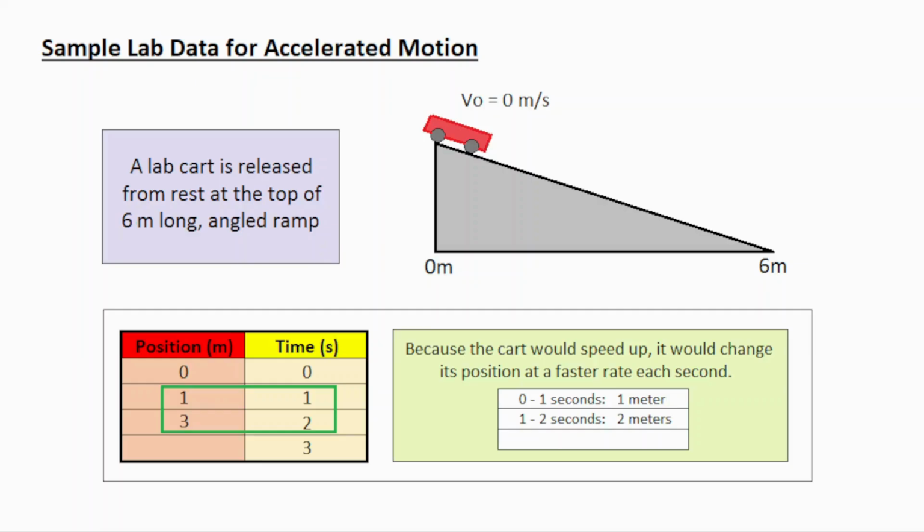Well, the cart is still speeding up. So in the next second, from 2 to 3 seconds, I think the cart should move an even greater length. I'll choose 3 meters. So now the cart has reached a position of 6 meters, moving from 3 to 6. So when objects speed up or slow down, they should be changing their position at a non-constant rate.